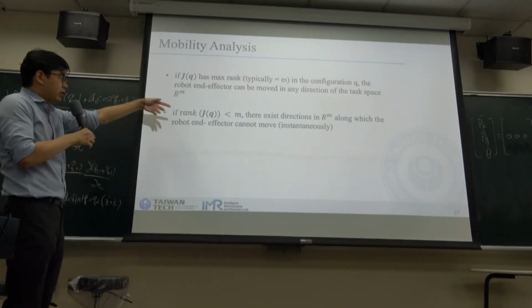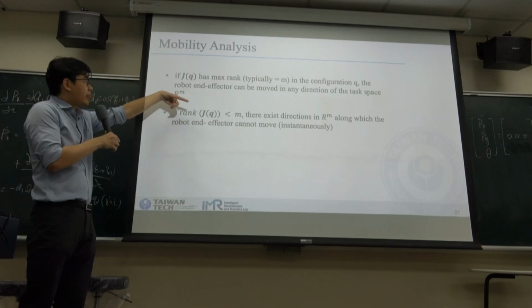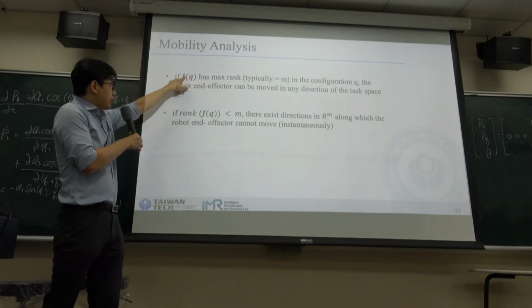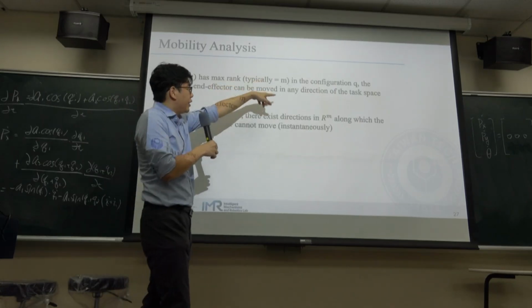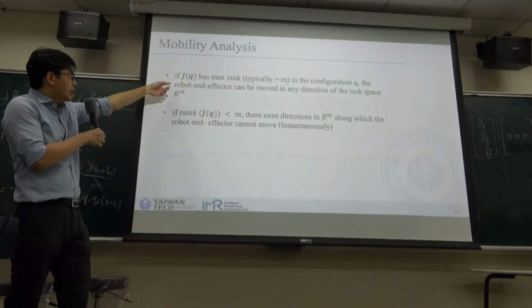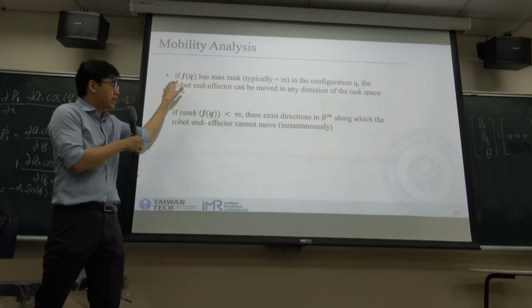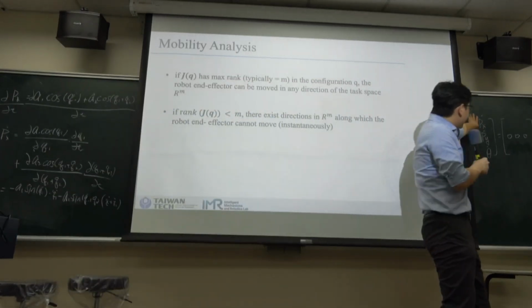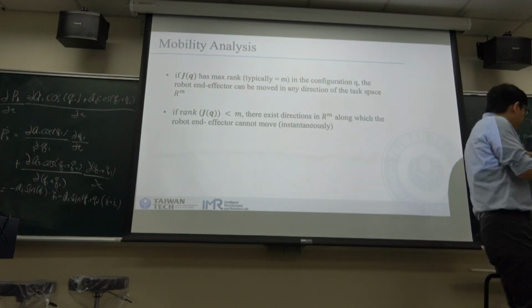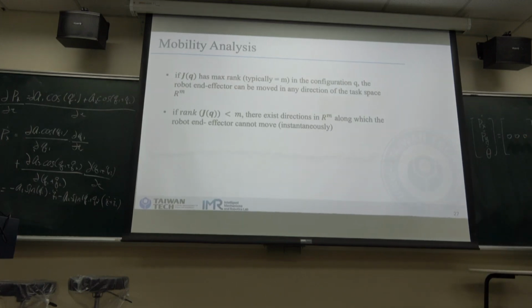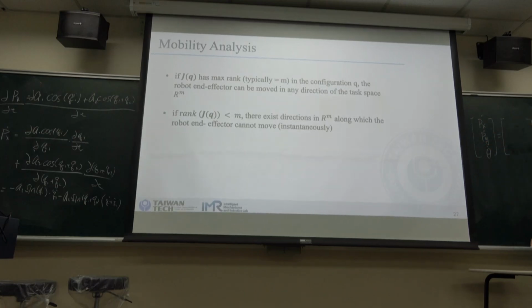So from a mathematical point of view, it says that if the Jacobian has max rank in the configuration q, that means the end effector can move in any direction of the task space. So if this has full rank, that means all of these have values. You can just multiply this matrix with your joint angular velocity, and then you can get your velocity in any direction.